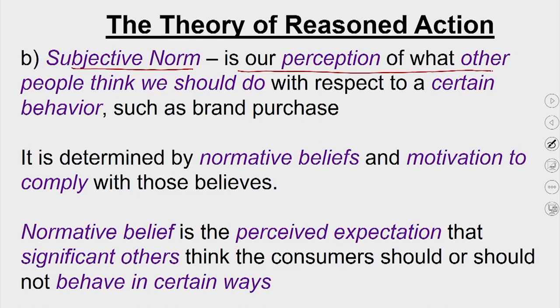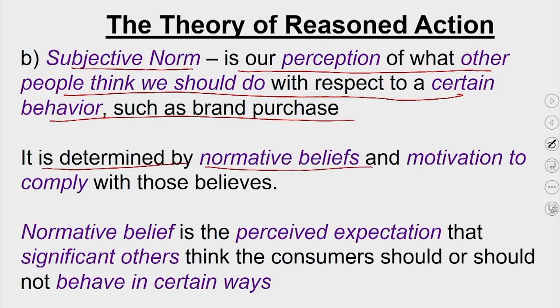It is a perception of what other people think we should do with respect to certain behavior such as brand purchase. So if I'm going to buy something, I also consider what other people do. Now how is subjective norm defined? It is determined by normative belief and motivation to comply.